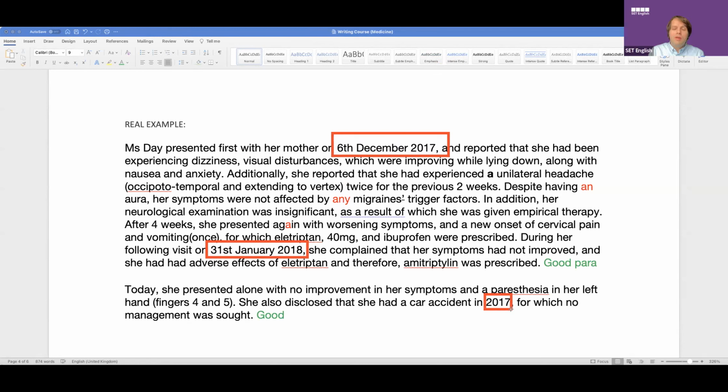Is there any addition language? Additionally, she reported that. One here and one here. So he's used that twice. It helps. As a result of which, is there some results language? Yes, as a result of which she was given empirical therapy. Above. See, it's using the relative clause technique. Nice. Anything else you see here that's good? Sequence language. See, loads of sequence language. It helps so much.